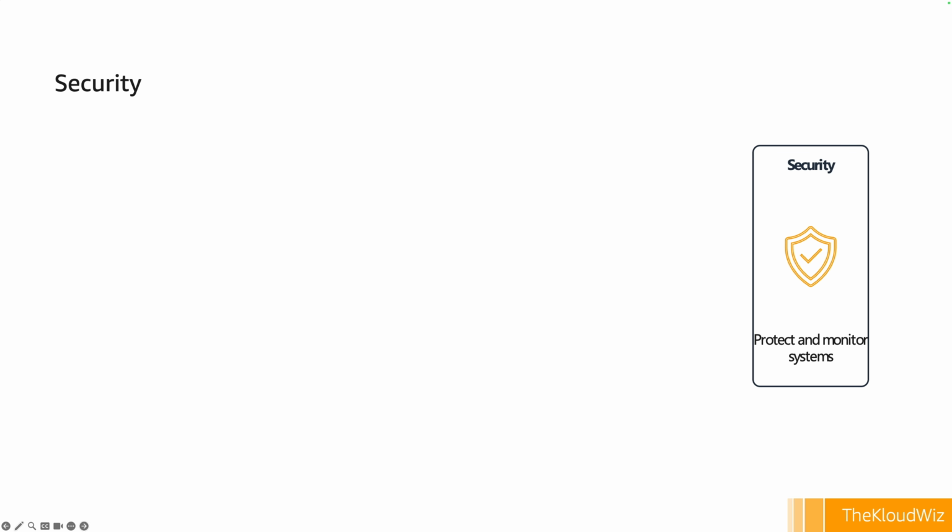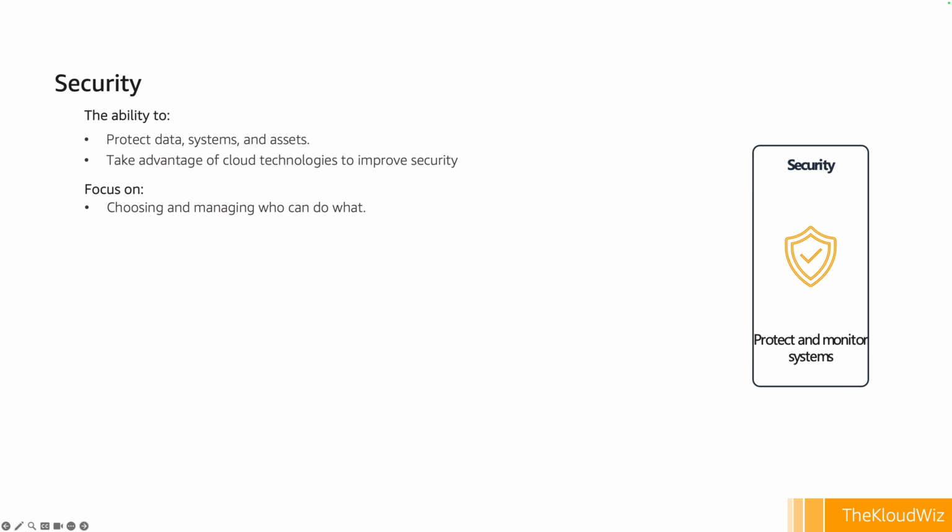The next pillar is the security pillar. Security is focused on protecting data, systems, and assets, and taking advantage of cloud technologies to improve security. Focus here is on choosing and managing who can do what in your AWS account, establishing security detection controls, protecting systems and services, and ensuring the confidentiality and integrity of data.